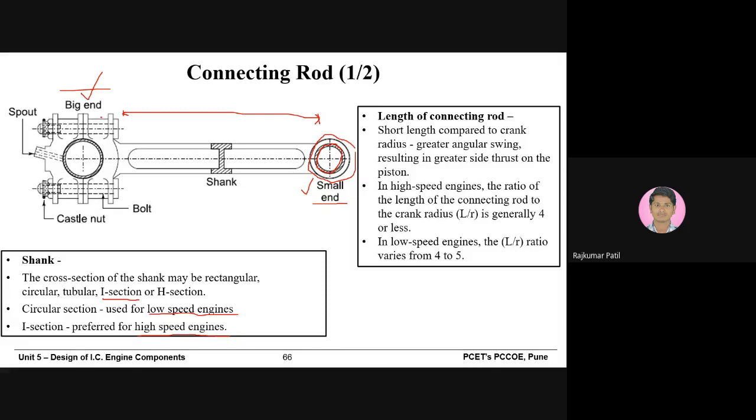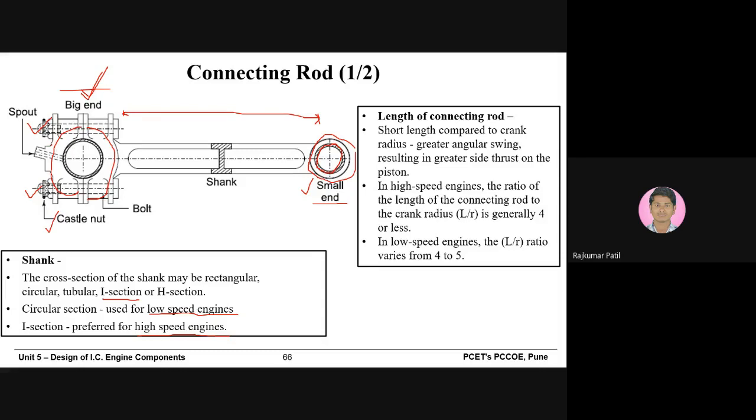Then you can see the big end is made in two halves or two parts, and they are connected by means of bolts. The small end, shank, and half portion of the big end are manufactured as a single unit, and the remaining half of the big end is manufactured separately. They are joined by means of a bolt, and a castle nut is used.